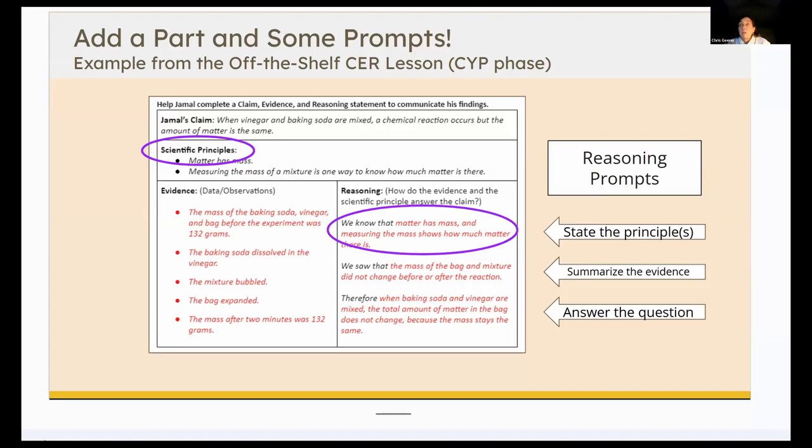And the principle is not what we're discovering today, but things about science that we all know to be true, that we already know to be true. So not what we're explaining today, but what do we already know about this topic? And then we saw that, so do a summary of the evidence, and therefore tie the principle and the evidence to answer the claim. And that little formula seems to really work a whole lot better.